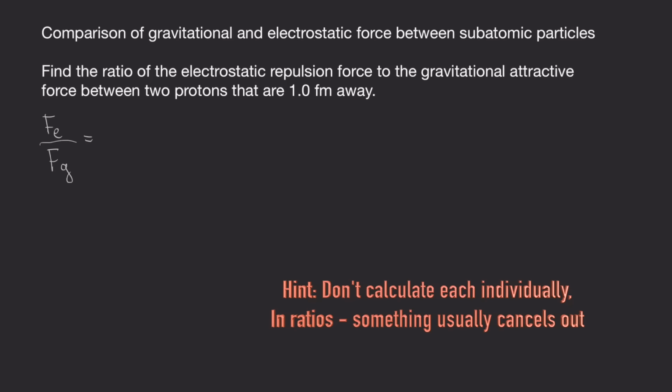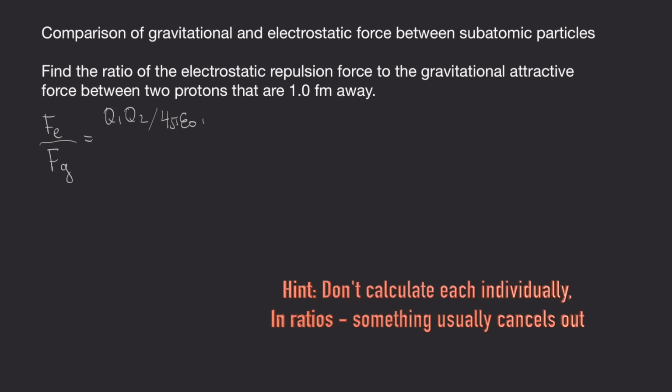So my repulsive force is going to be given by the magnitude of the two charges. They're going to be the same, but let's just write Q1, Q2. And then we're going to be dividing that by 4 pi epsilon naught r squared.